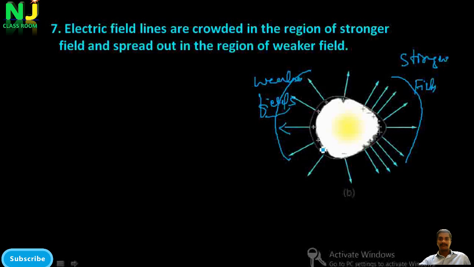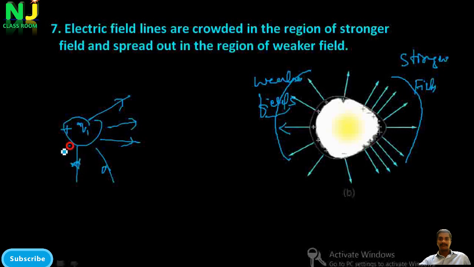So therefore, this is a stronger field region, and this is a weaker field region. For example, let us consider Q1. We are representing more and more lines here. Look, we are drawing many lines here. So all lines are going away from the conductor.